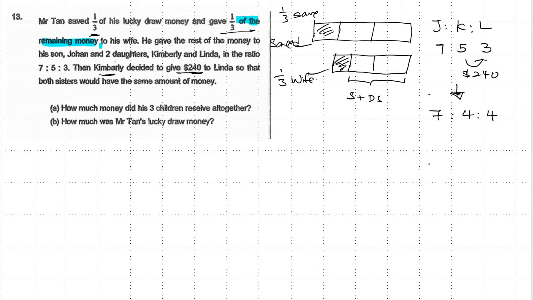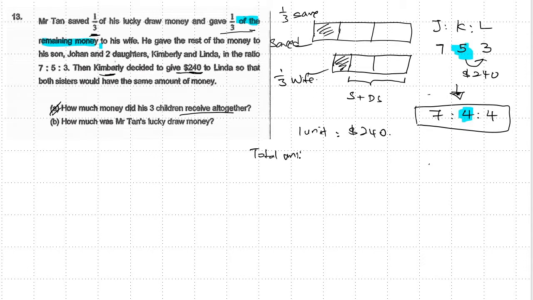I can very clearly see that when 5 dropped to 4, she gave away in total 1 unit. So I know here 1 unit will be equal to $240. It's asking how much money the 3 of them receive altogether. Total units received equals 7 add 4 add 4 will give me 15 units.